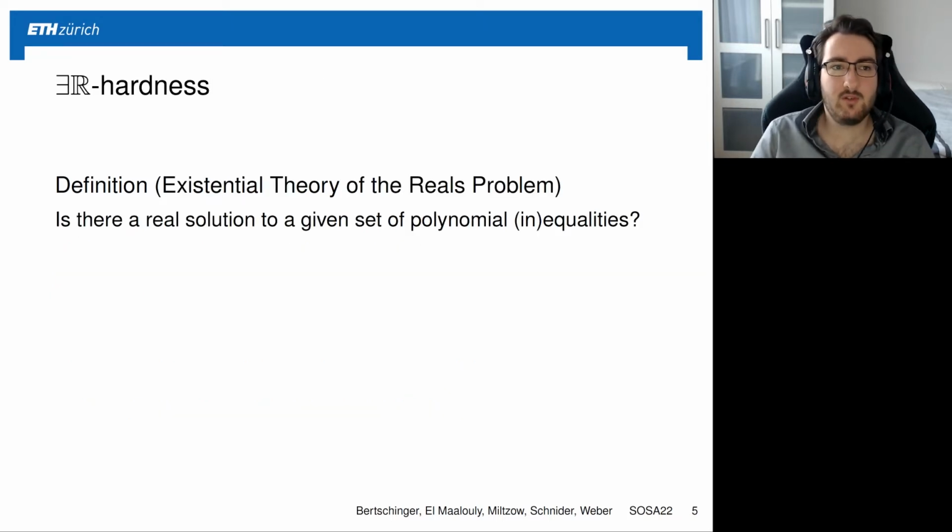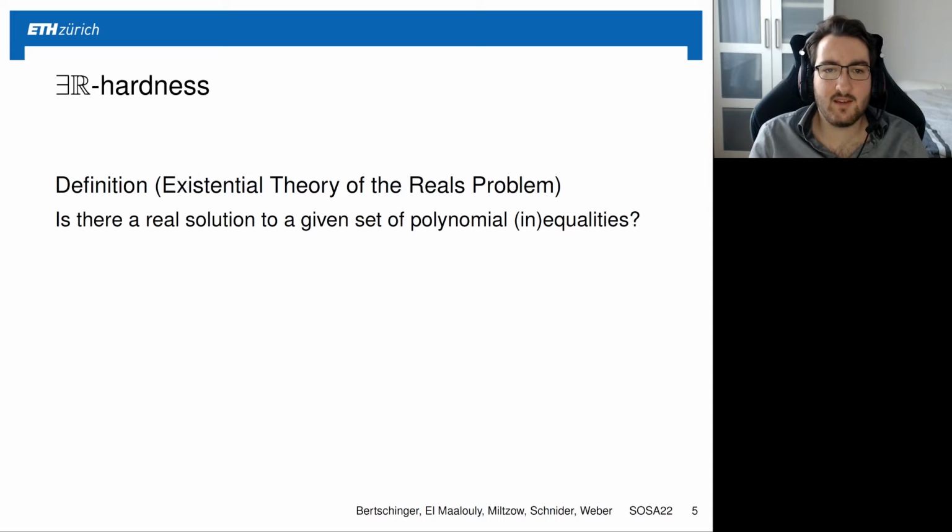Now, homotopy-universality is closely related to another concept, which is the existential theory of the reals. The existential theory of the reals, or also ETR, is both a computational problem, but also a complexity class. As a problem, it is just about solving the question whether for a given set of polynomial equalities and inequalities, there is a real solution. Equivalently, we can also say that the ETR problem is to decide whether a certain semi-algebraic set is empty or non-empty.